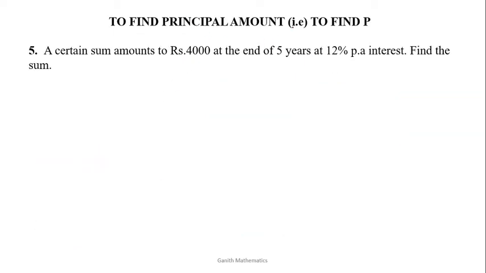To find the principal amount, that is to find P. We are going to find P. So first we will write what are the things they have given. A certain amount amounts to rupees 4000. So they have given the amount at the end of 5 years. So number of years they have given. The rate of interest is 12%. So rate of interest means R. They have given R also. Find the sum. So we are going to find the P.